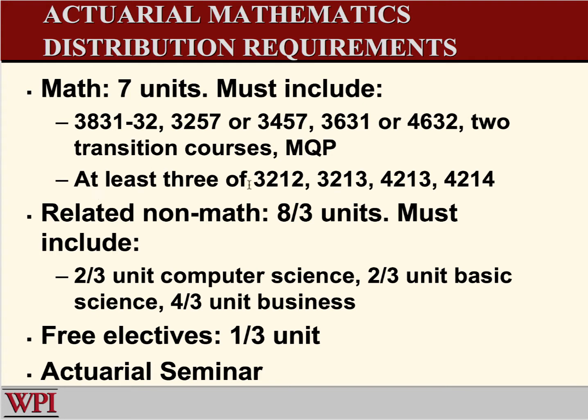Then you must have at least 3 of these 4 courses, which are specially designed actuarial mathematics courses that align with the syllabi of the actuarial exams, the society exams. For related non-math, we have to have 8/3 units, and those must include 2/3 unit computer science, 2/3 unit basic science, and 4/3 unit business. We then have 1/3 unit free elective and the actuarial seminar. So this is your actuarial major in a nutshell.